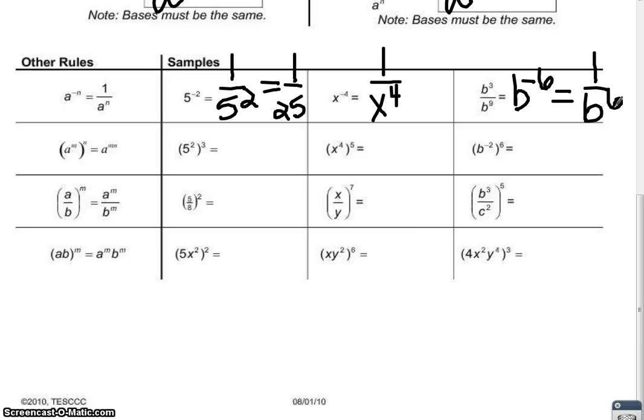The next rule says I got a to the m, and it's in parentheses, to the n power. This is what you're going to hear me a lot say, a power to a power.